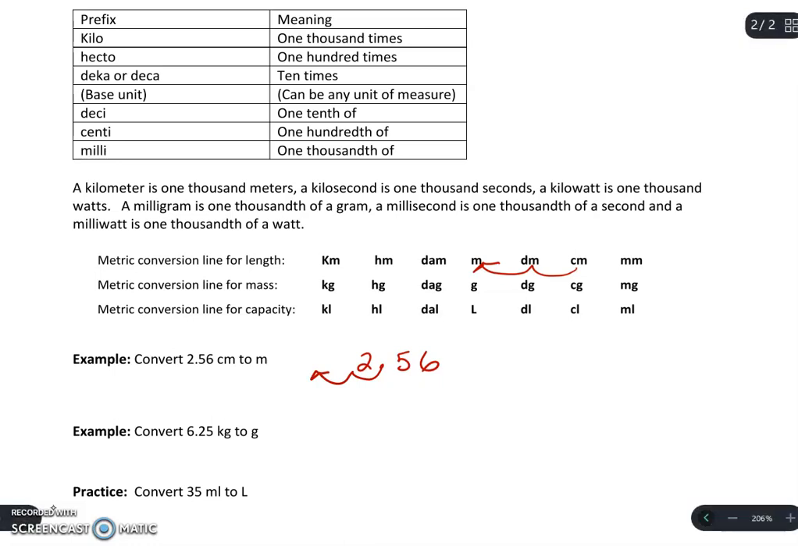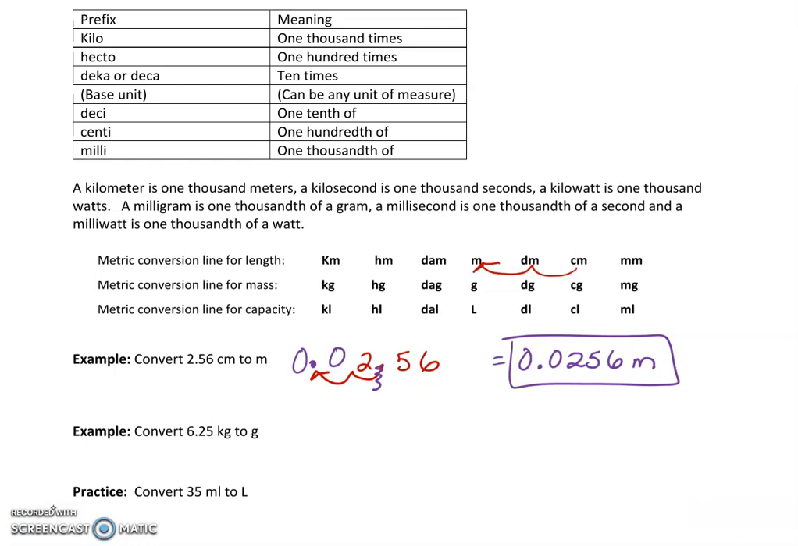And so then I could just fill in here 0.0256. Make sure you get rid of that other original decimal that needs to move over, and then just rewrite the number clearly. So that is 0.0256 meters.